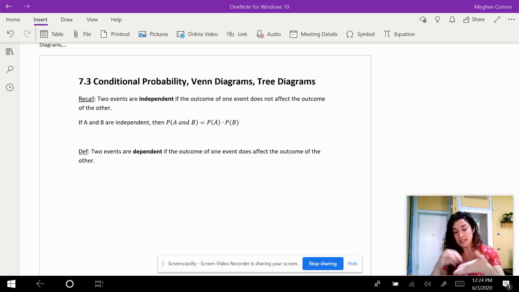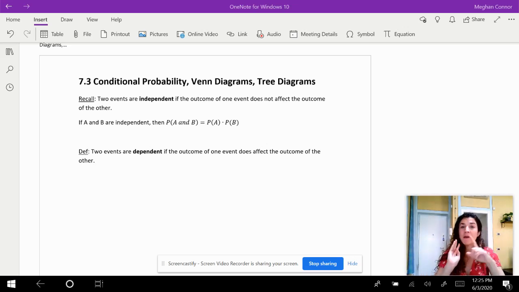Versus dependent means if you're pulling from the same bag of marbles every time, or maybe you're pulling from the same group of people every time. The number of people or the number of marbles that you're picking from is less and less, and so you need to make sure that you adjust your numbers as a result. It looks like a factorial type of situation because it is.